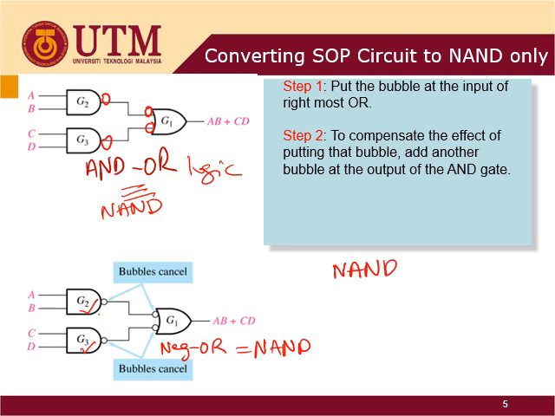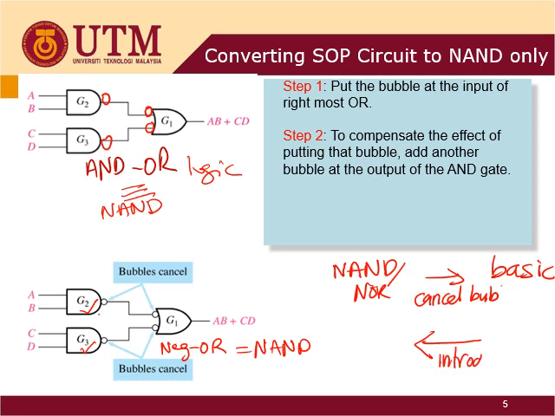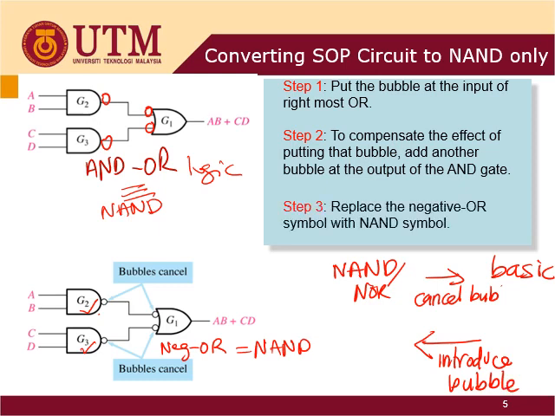From NAND or NOR, universal gate, to basic, you cancel bubble. Okay, but if you go the other way, you introduce bubble. That's the step there.